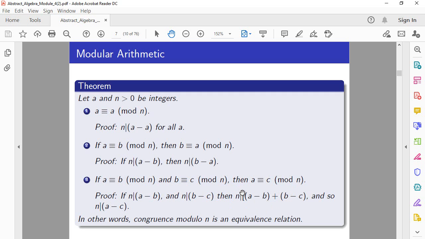So this is a vertical sign here, and I forgot to close the bracket here. But a minus b plus b minus c is exactly a minus c, so you see that n must divide a minus c. So we see that our congruence relation is reflexive, symmetric, and transitive. As a result, it is an equivalence relation.